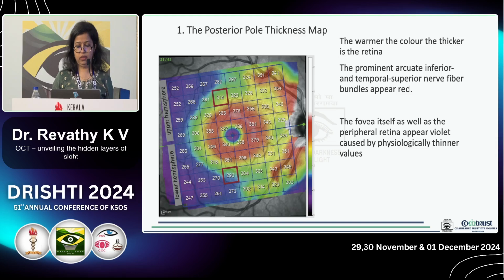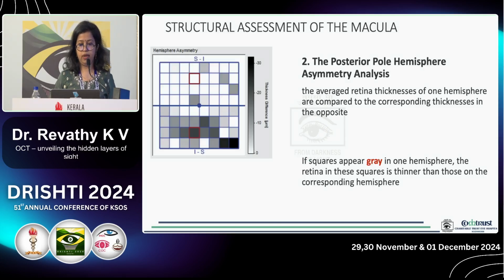In the macula, we can have various scanning techniques, like the posterior pole thickness map. Here you can see the warmer color representing the thicker area and the cooler color representing the thinner area. This area looks like a donut. Then the posterior pole hemisphere asymmetry analysis, where the average retinal thickness of one hemisphere is compared with the corresponding thickness of the opposite. If the squares appear gray in one hemisphere, the retina in the square is thinner than that corresponding to the opposite hemisphere.